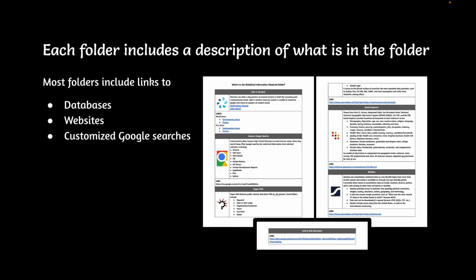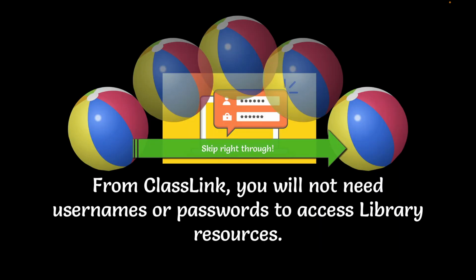Each folder has a description of what is in the folder. So it says what's in the statistical information folder. Most of the folders include databases, websites, and then customized Google searches, which we created based on websites that we've used over and over again. So there'll be a description. It includes links, but it talks about what those sources do. So if you're like, I don't know what Statista is, it will explain what Statista is.